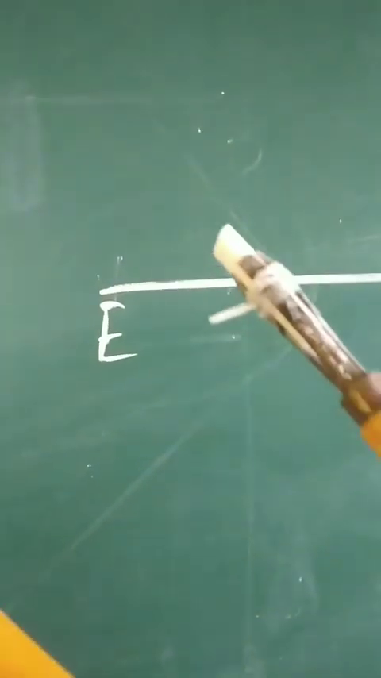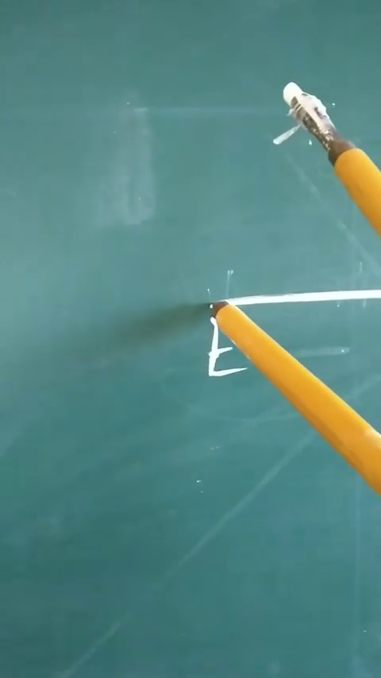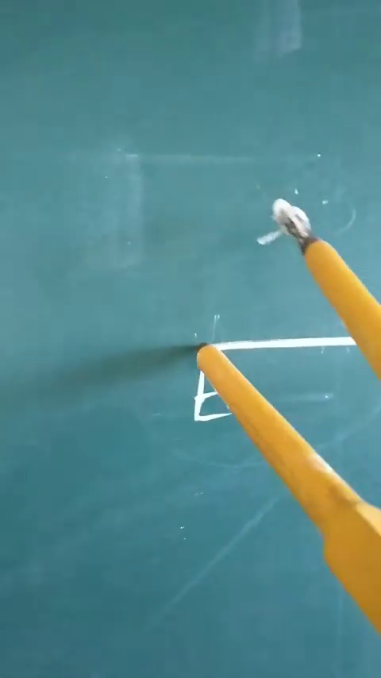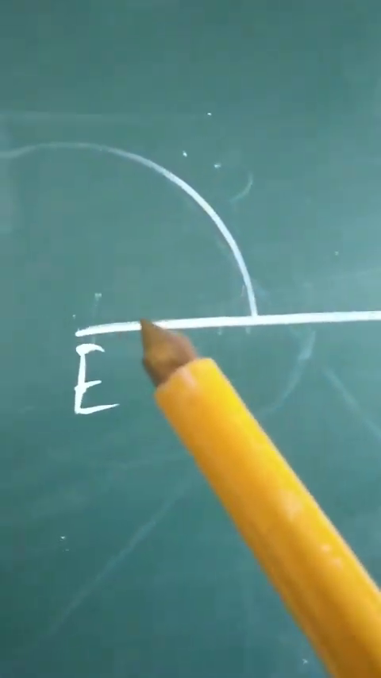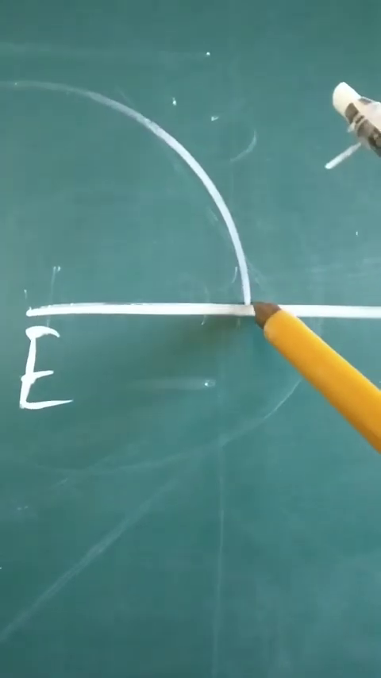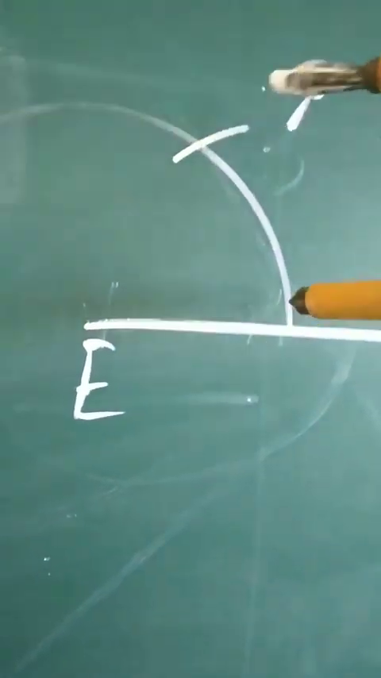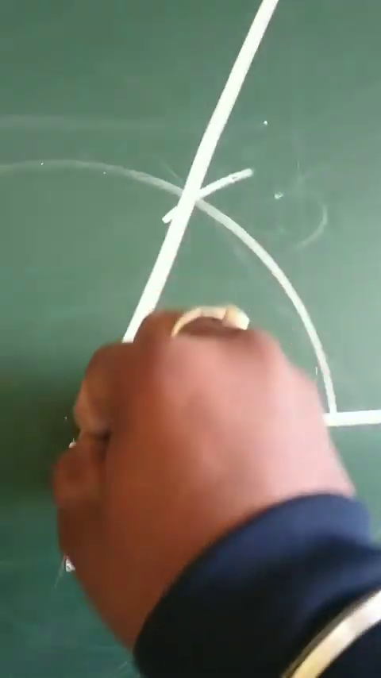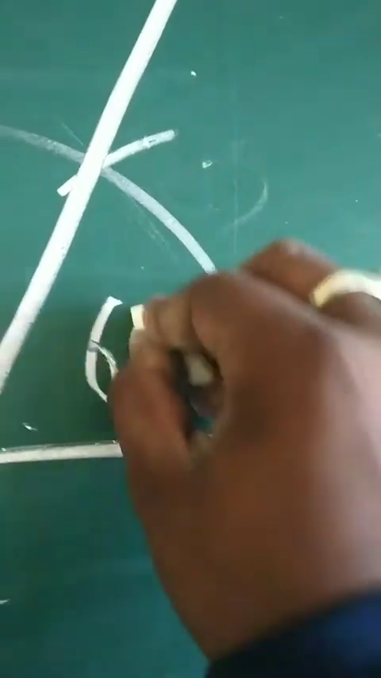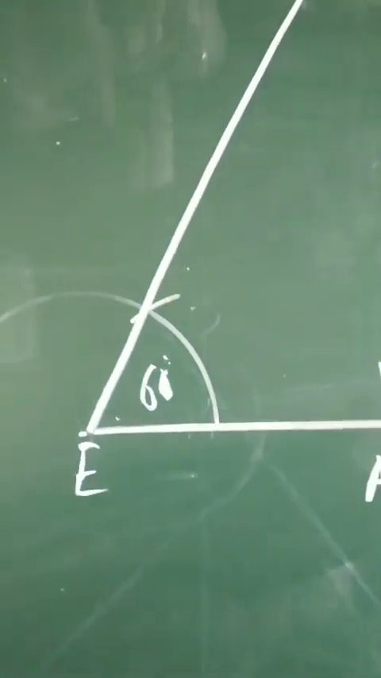So I'll hold my compasses, I'll place here and I'll draw one arc. With the very same measure, I'll not change this measure at all, I'll place here and I'll draw one arc. Now I'll join them. So if I join them, the measure of this angle is going to be 60 degree.